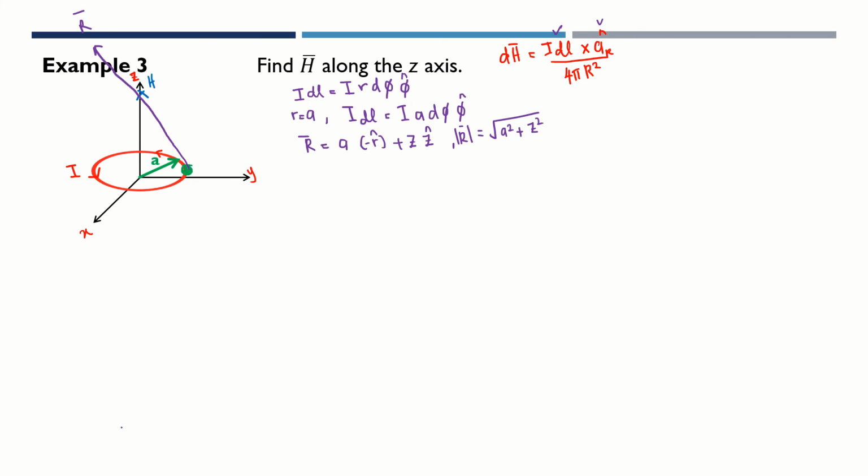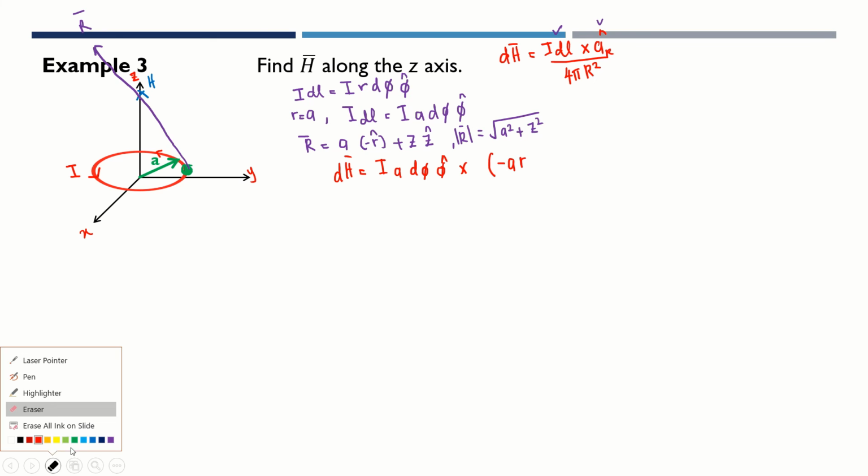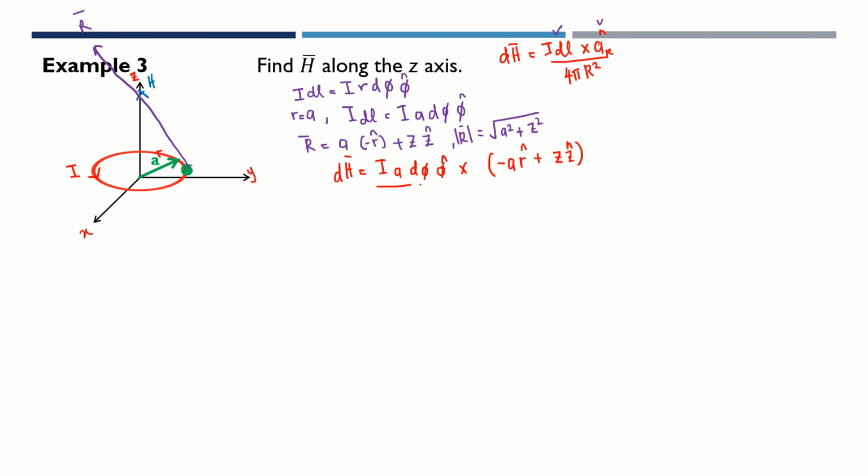You know all the information already, so you can substitute inside the equation. Your dH will be equal to I a d phi on the phi direction, cross product with minus a a_r plus z a_z, over 4 pi times (a squared plus z squared) to the power 3 over 2. Now we have to solve the cross product, a phi with minus r direction. Don't forget the minus here.